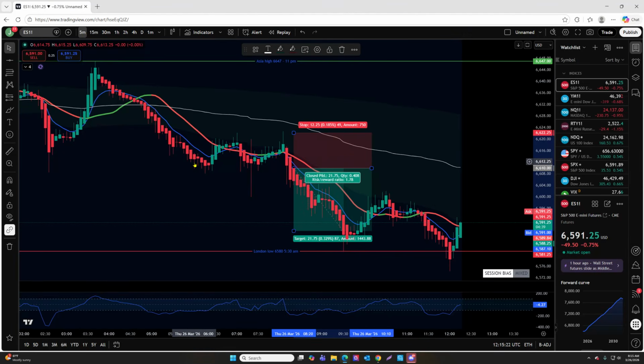on the ES or the Dow or the NQ or the Russell, those are all the big indices that you can trade on futures, then oil is going to go north. So I hope this was helpful.